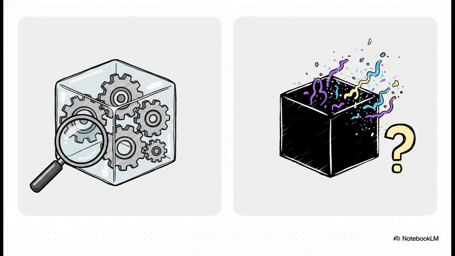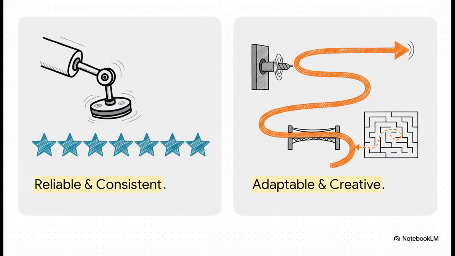And this difference in their process is massive. The architect's logic is verifiable and transparent. You can pop the hood and see exactly why it made a decision. It's kind of like checking the math on a blueprint. The artist, on the other hand, is opaque. It's a black box. Its reasoning is emergent, and it's really hard to peer inside and see how it works. And this, of course, leads to very different strengths. The architect is reliable and consistent. It will perform the exact same way every single time, which is perfect for certain jobs. The artist is adaptable and creative. It can handle new situations and ambiguity in a way the architect just can't.